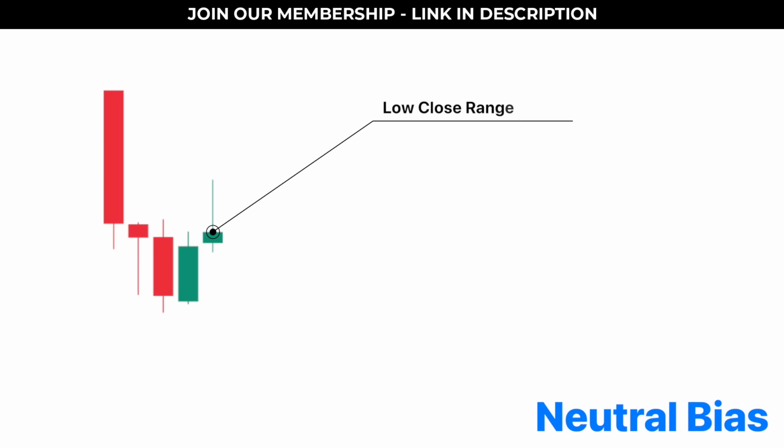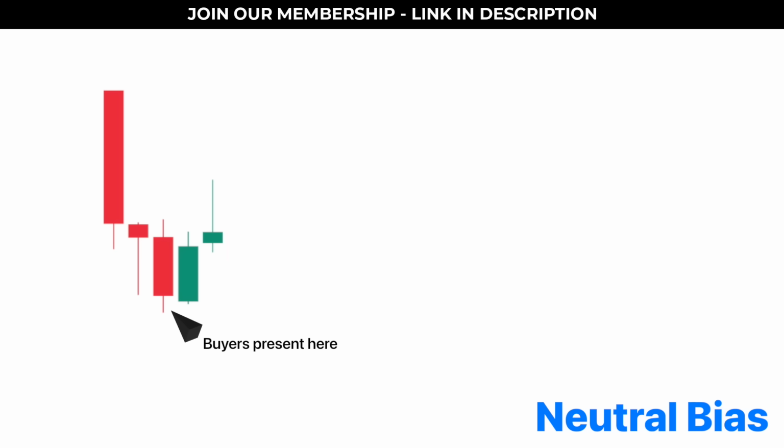The following candle is a low close range candle. The sellers that pushed the price before are still present. They got in around these highs to close the prices lower. At this point, we can see that the buyers and sellers are at a tug of war. We are still in a range. Buyers are present down here and sellers present up here, the price is in the middle creating a neutral sentiment.